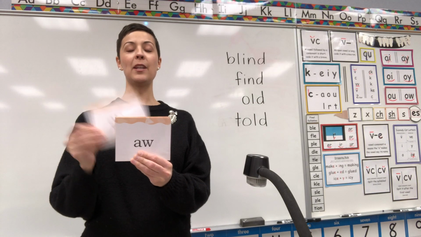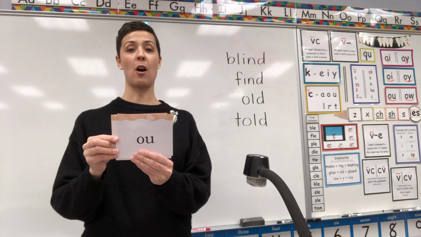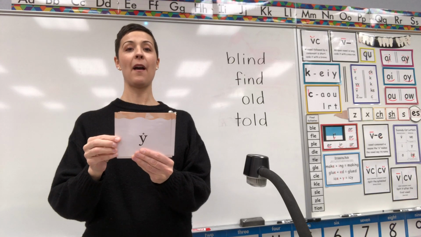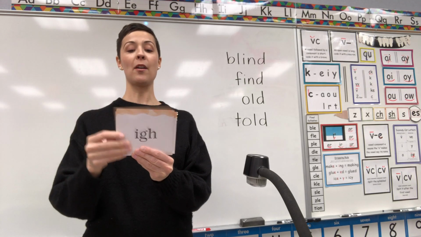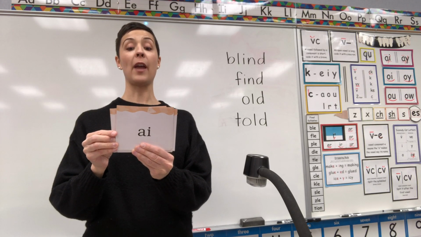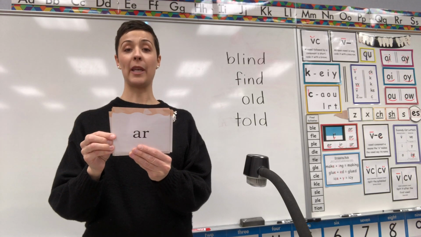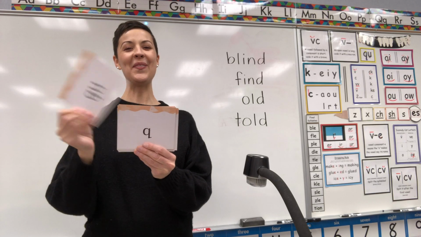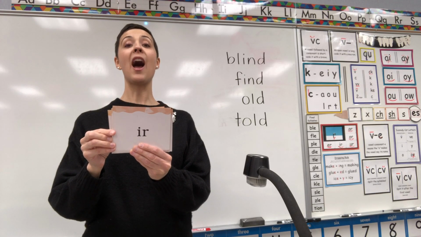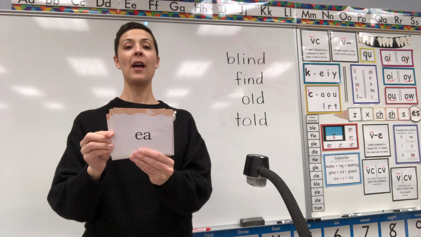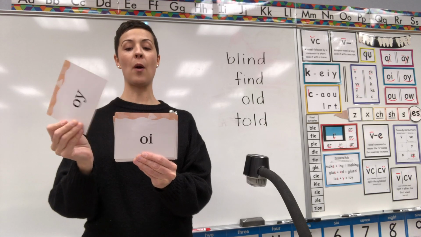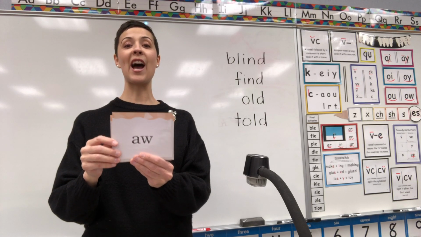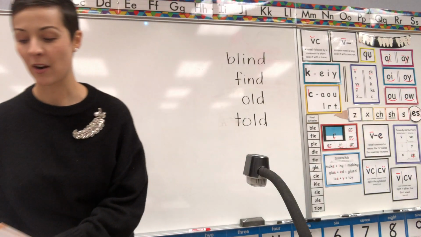Ready? Digraph AW, digraph AU, diphthong OU, diphthong digraph OW, digraph UE, vowel Y, combination ER, trigraph IGH, digraph AI, digraph AY, combination AR, digraph CH, combination OR, Q, combination QU, combination IR, combination UR, digraph EA, diphthong OI, diphthong OY, final syllable TION, digraph AW. Nice job.